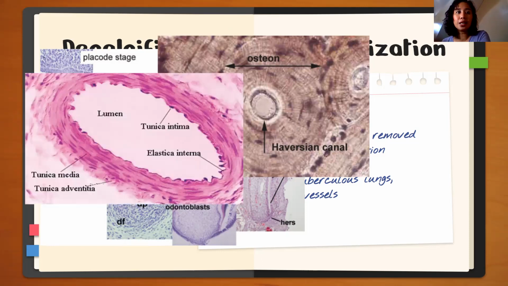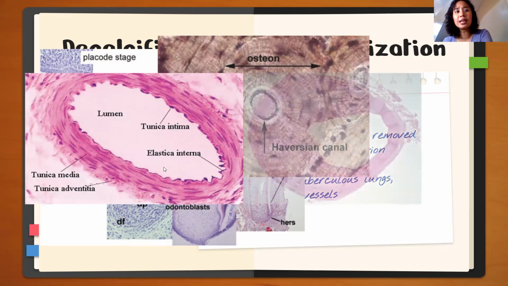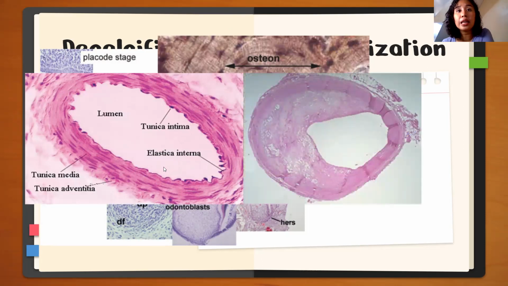Okay? So guys, ito normally yung blood vessel natin. It's simple squamous epithelial tissue, and it's made up of layers. Pero class, pag yung blood vessel naging arteriosclerotic, masyado nang matigas, guys, we need to decalcify it. So ito ang isang arteriosclerotic vessel. Tingnan nyo naman yung difference nila.